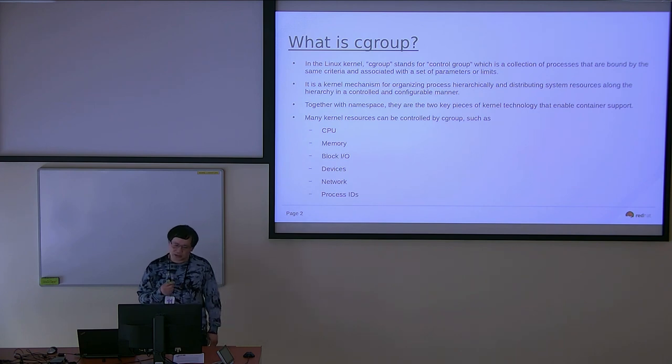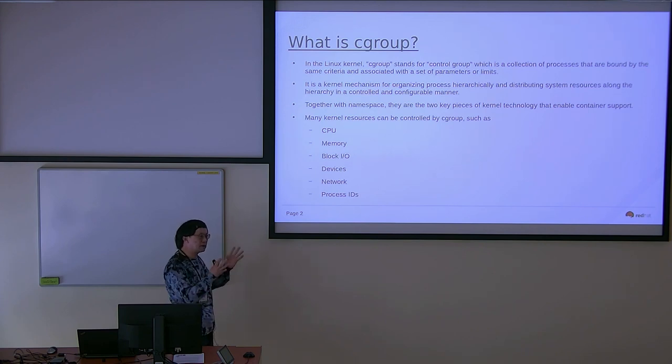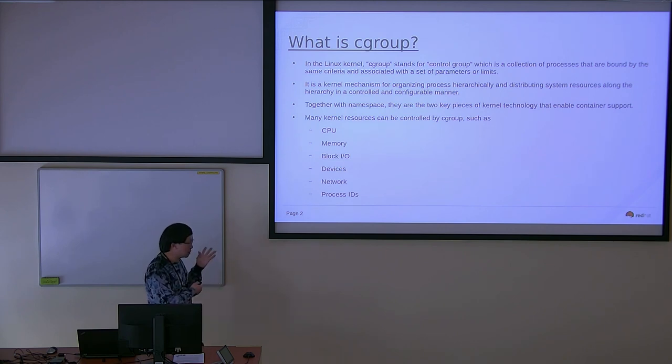And there are many kernel resources that can be controlled by the cgroup. Like you can control how much CPU you want each group of processes to have, how much memory to allocate to each set of processes, the amount of block I/O, the bandwidth, and the relative importance, etc. And what devices are associated with each cgroup, you can also control that. And also the network, like the bandwidth, the priority, etc.